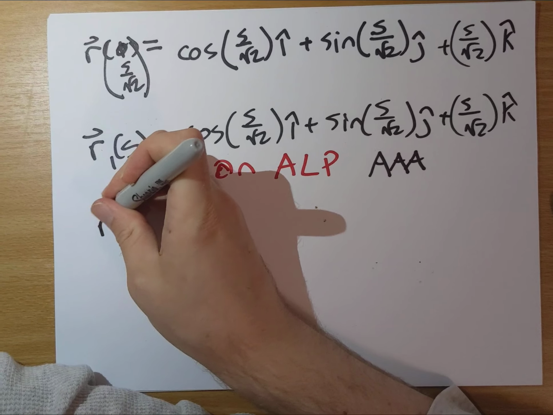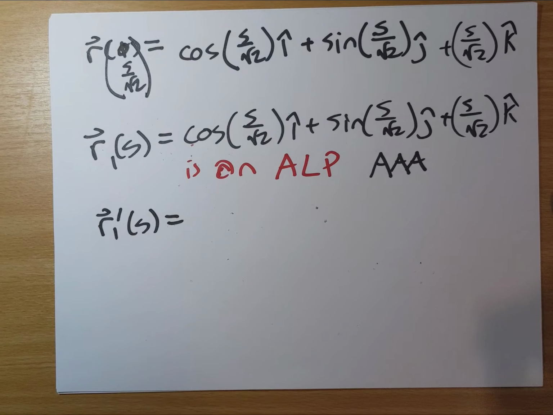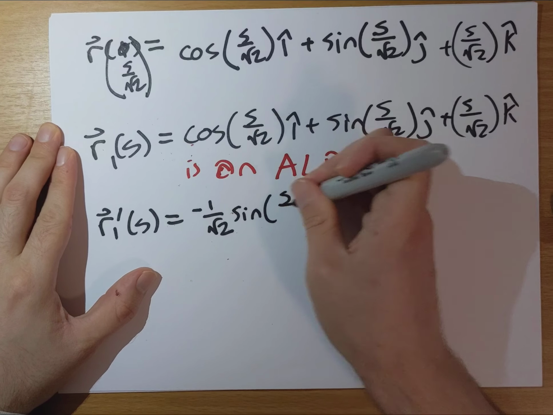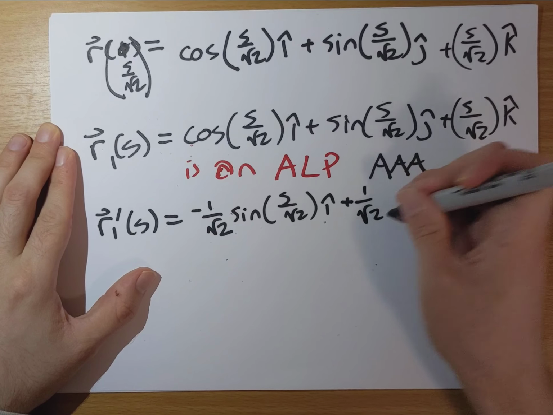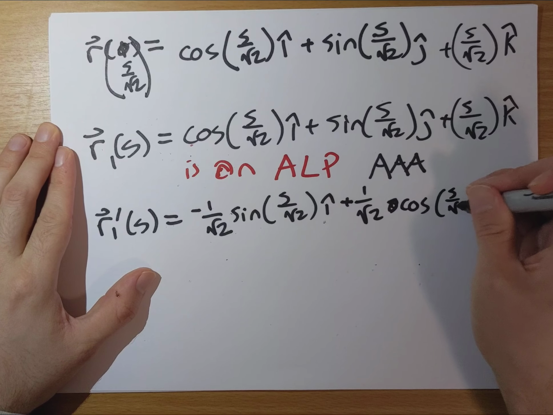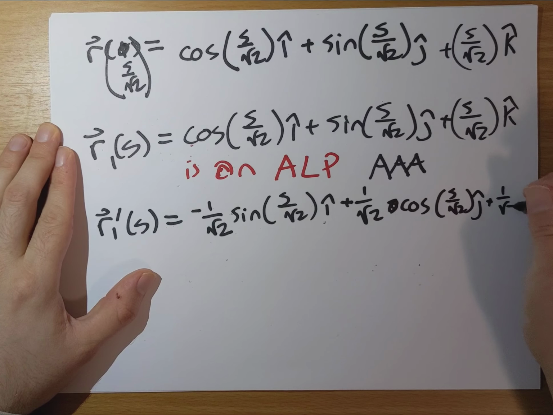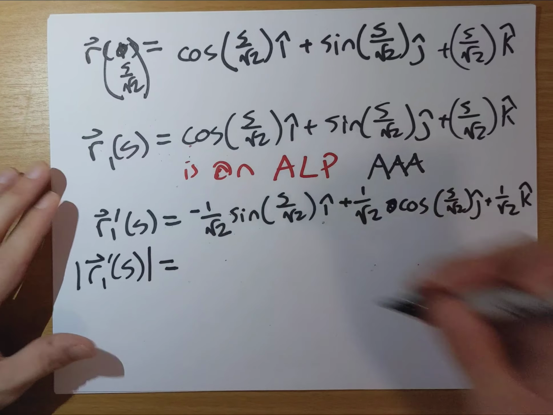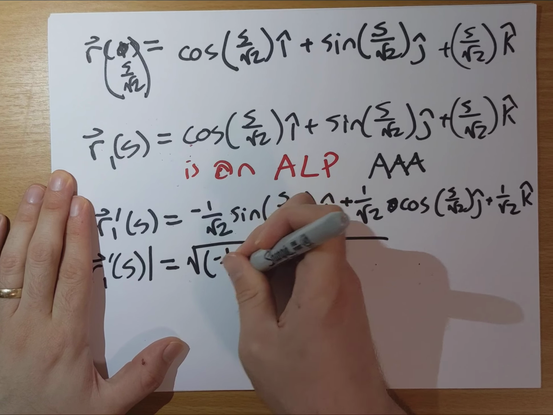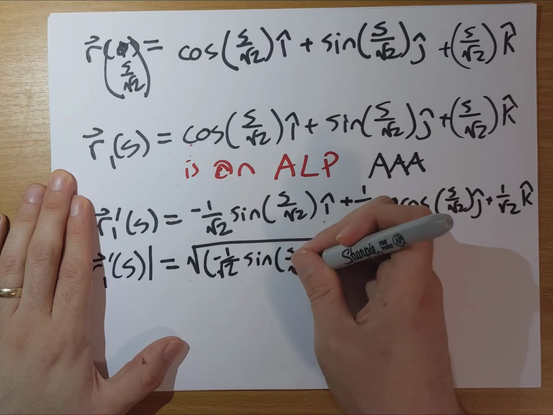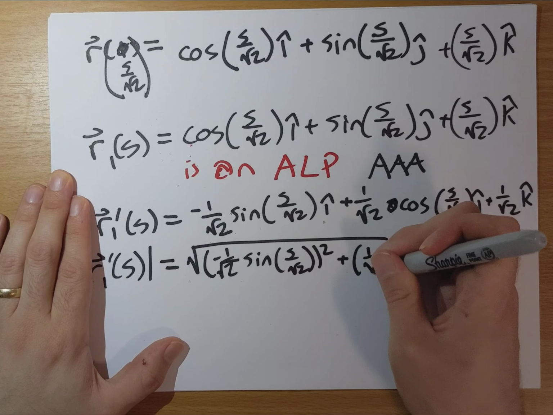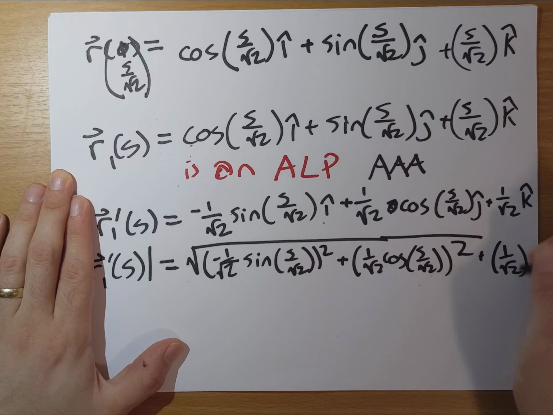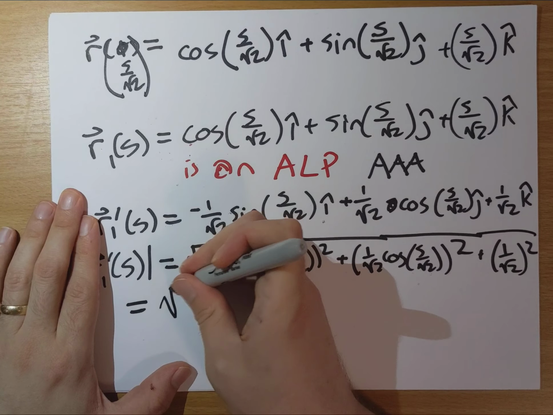So r1 prime of s, taking the derivative here, is negative 1 over square root 2 sine of s over square root 2 i hat plus 1 over square root 2 cosine of s over square root 2 j hat plus 1 over square root 2 k hat. Take the magnitude of this, and you end up with the square root of negative 1 over square root 2 sine of s over square root 2, all squared, plus 1 over square root 2 cosine of s over square root 2, all squared, plus 1 over square root 2 quantity squared.